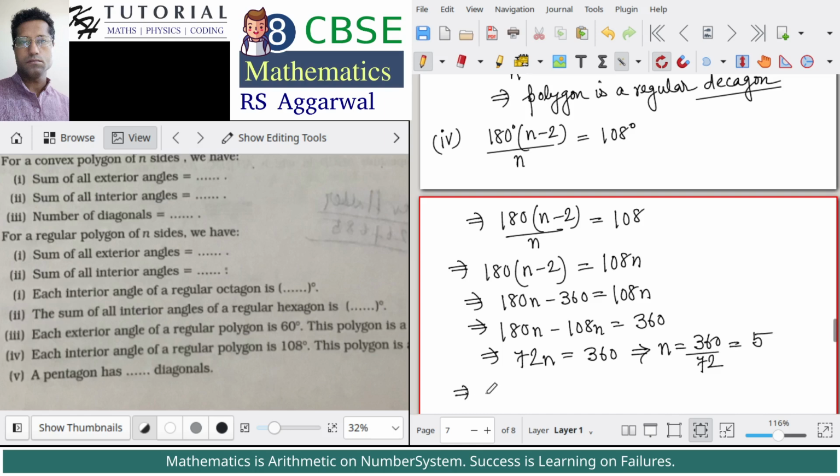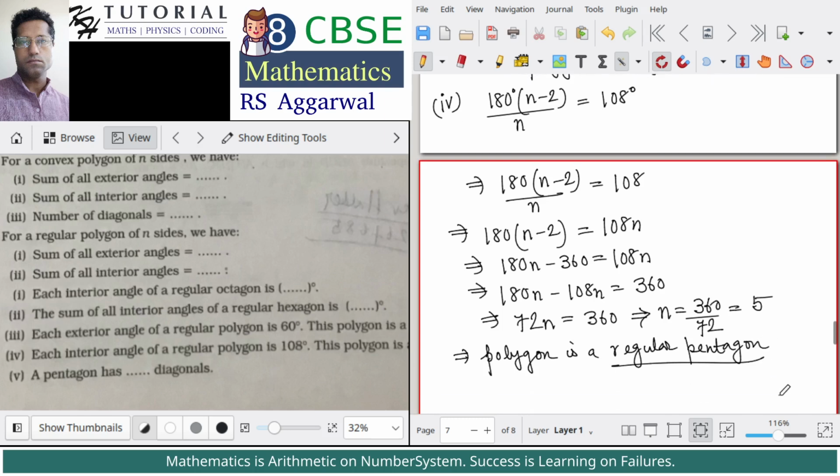So this implies the polygon is a regular pentagon, because a polygon with 5 as the number of sides is known as a pentagon. So this is a regular pentagon. Okay.